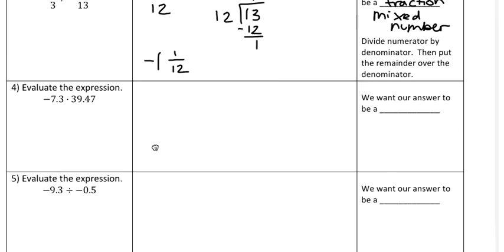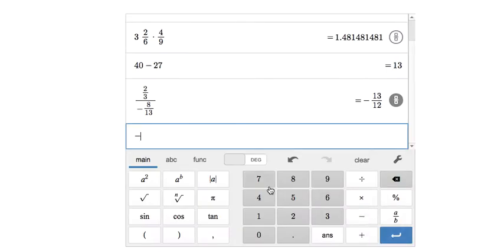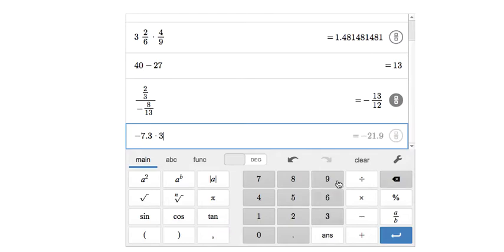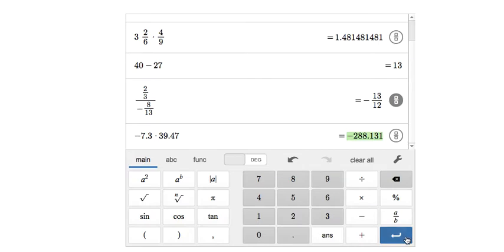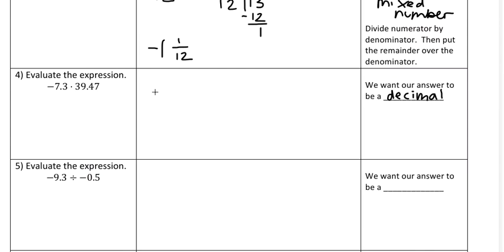All right, number 4. So these are decimals, so we want our answer to be a decimal. We can just use this plugging it into decimals. So negative 7 3/10 times 39 47/100. It's going to be negative 288 and 131 thousandths. Yep, 131 thousandths.